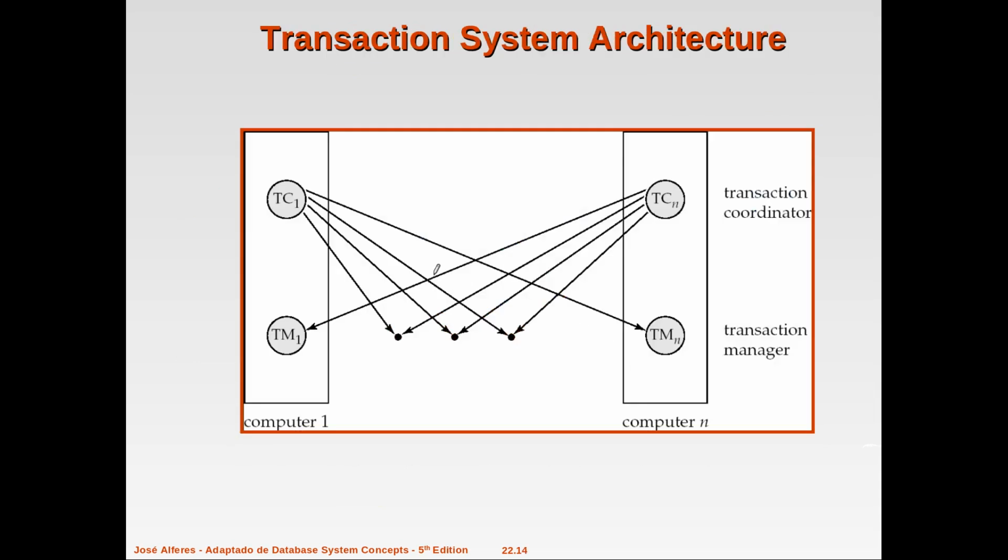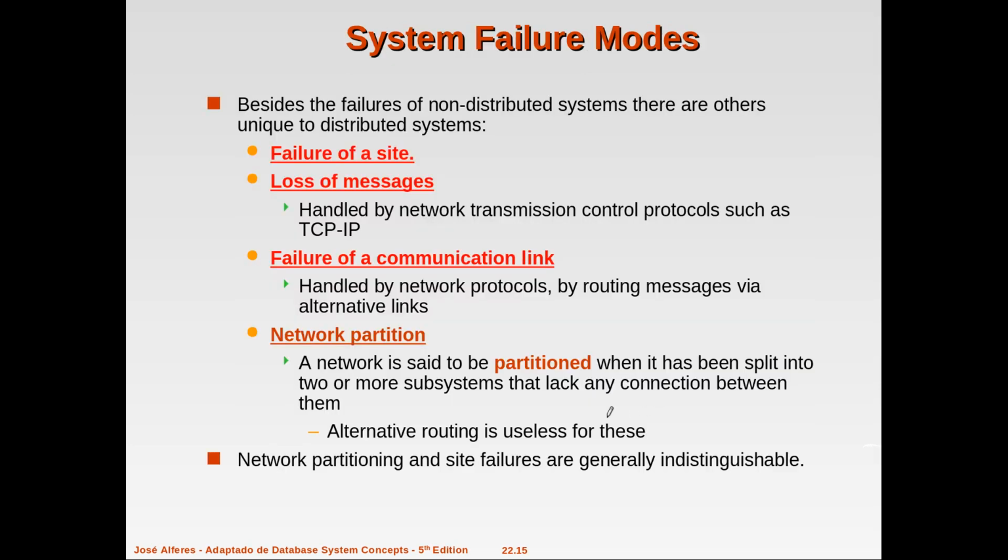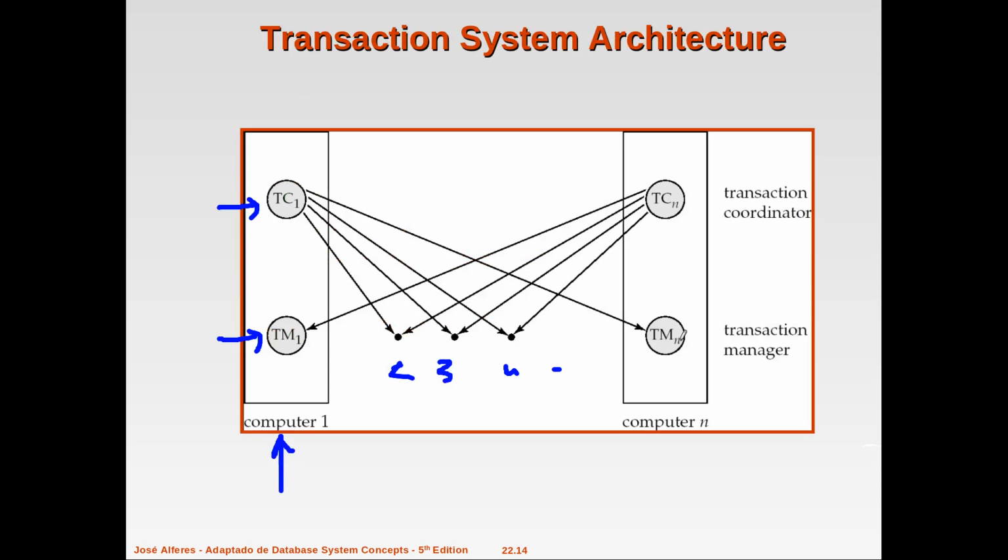So this is the same diagram. You can see this is site 1, which is called computer 1 here. There is a transaction coordinator and there is a transaction manager. In computer N also, so here computer 2, then computer 3, computer 4, then up to computer N, site N also consists of a transaction coordinator and a transaction manager.